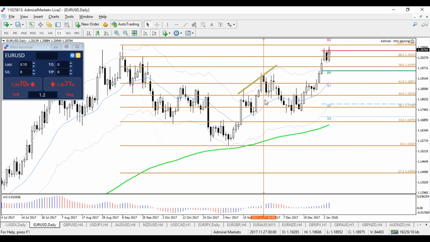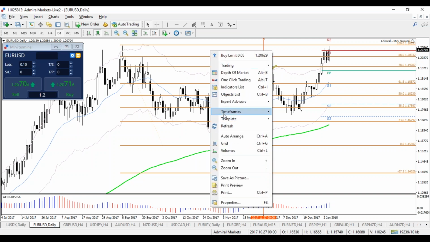But fibs and Murray math is maybe something you don't incorporate. So I use those 2. Murray math is, I'll just show you the Murray math levels. I don't have it in this technical template.